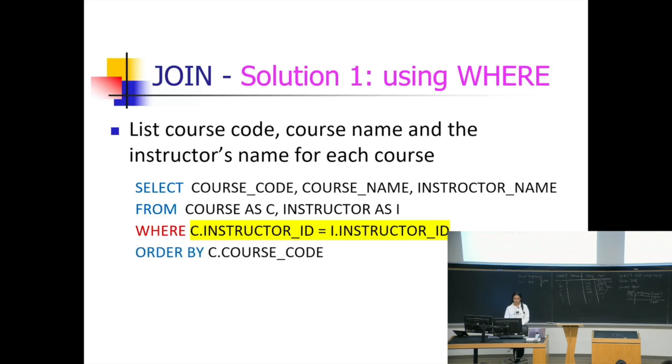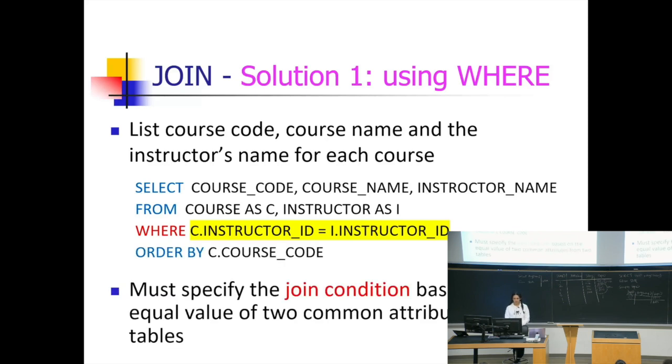And you can also sort your results, right? You must specify the join condition based on the equal value of two common attributes. That means you want to join course with the instructor table based on the common field, which is instructor ID. Same way you can join, for example, the staff table with organization using department ID or department number because that was the foreign key.